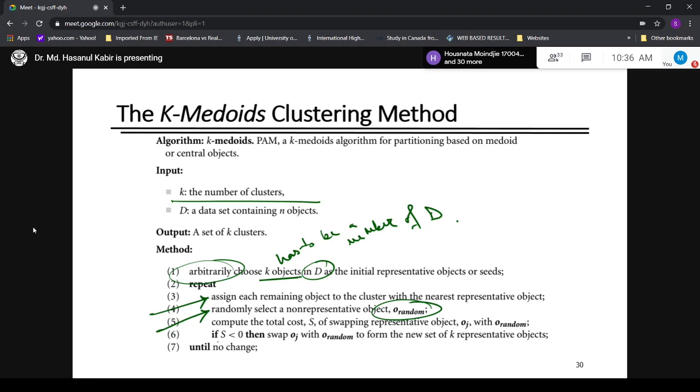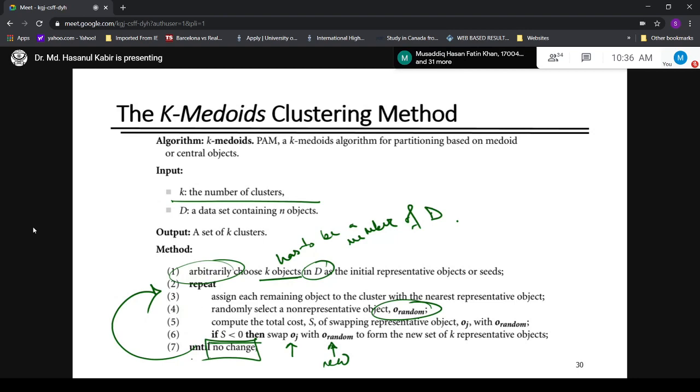So how do we check? We compute the difference between the criteria function. If the value of S, as we have seen before, that means the current cluster center was this particular object, and if you replace it with this randomly selected member as a cluster center and the result improves, then we should take the new one. The step will repeat again and again until there are no further changes.